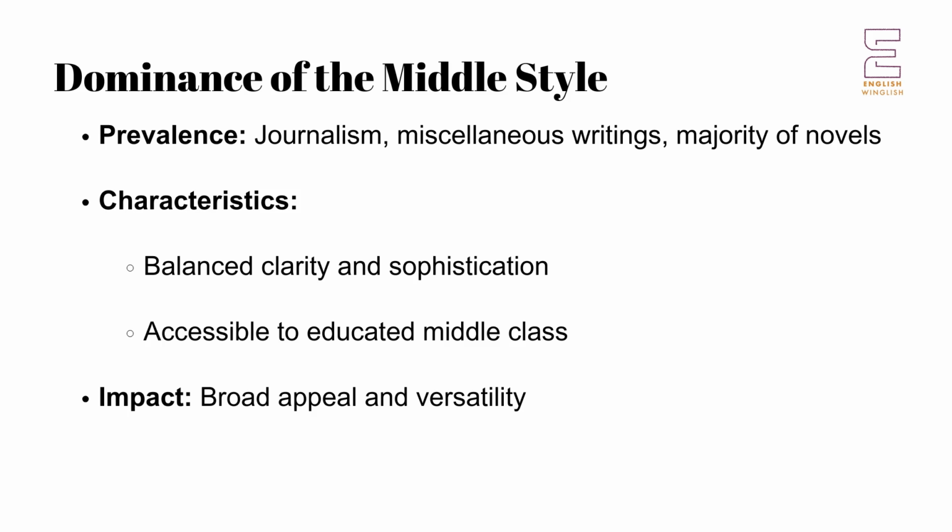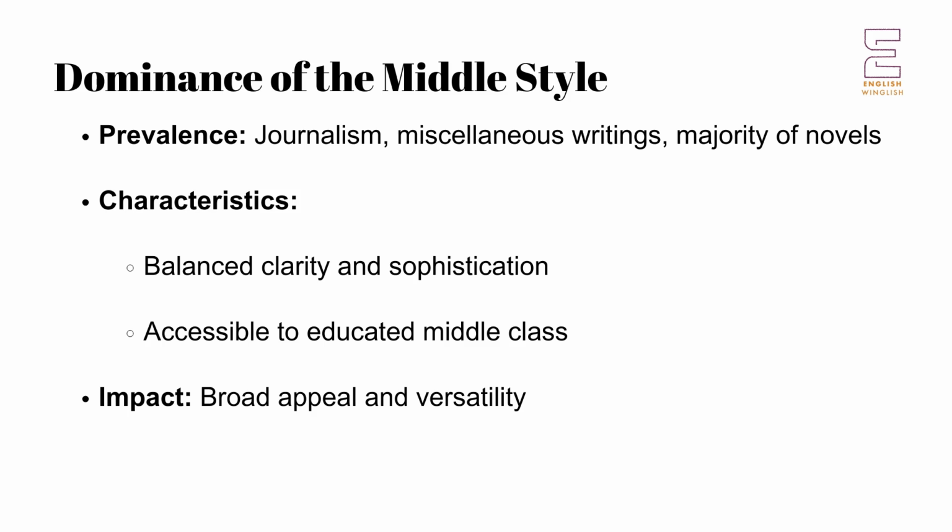The dominance of the middle style. During the Victorian age, the majority of prose was written in what is referred to as the middle style. This established medium was prevalent in journalism, miscellaneous writings, and the vast majority of novels produced during the period. The middle style is characterized by its balanced approach, combining clarity and accessibility with a degree of sophistication that appealed to the educated middle class.